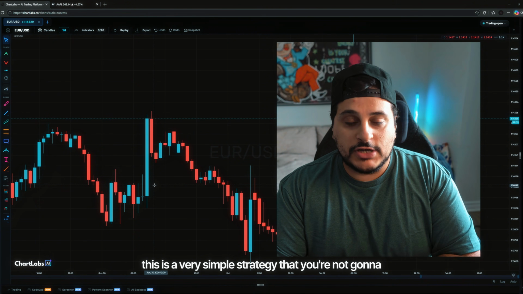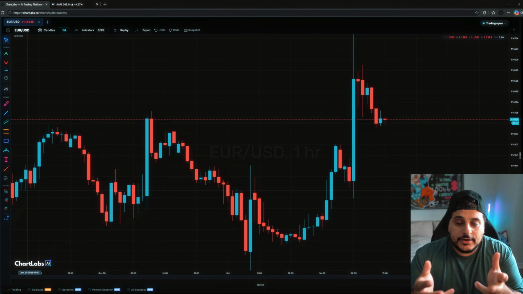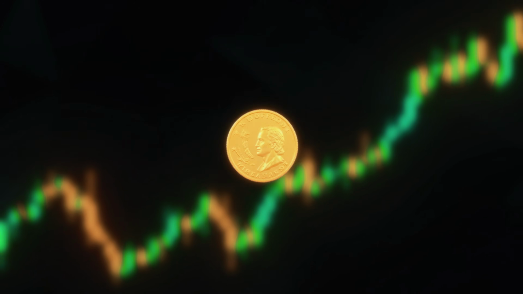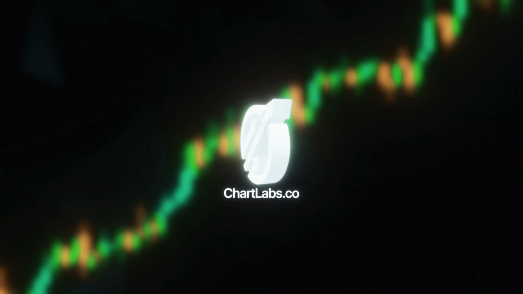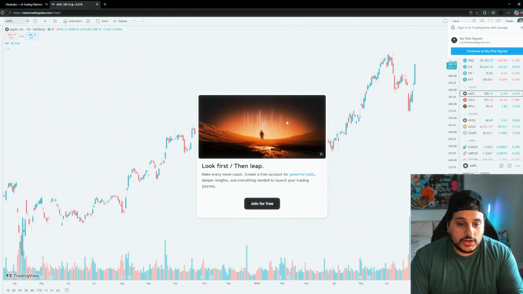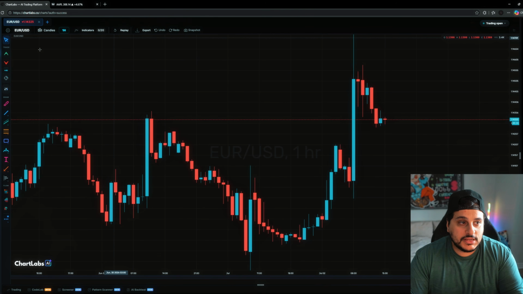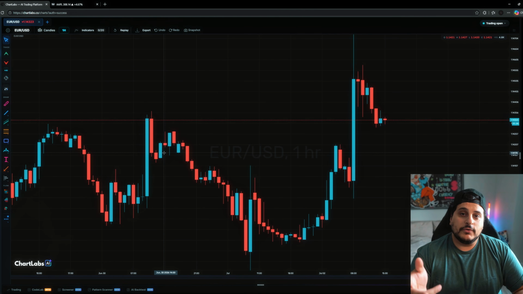This is a very simple strategy that you're not going to want to miss. This strategy here is going to work on any platform and any market that you want to trade. Right now, we're going to focus on Forex, and we're going to use it on chartlabs.co. This is my favorite charting platform. If you want to use it on TradingView, you can go ahead and use it on TradingView. It works on every single platform. Just for simplicity's sake, I like using this platform right here. Without further ado, let's get into the strategy.